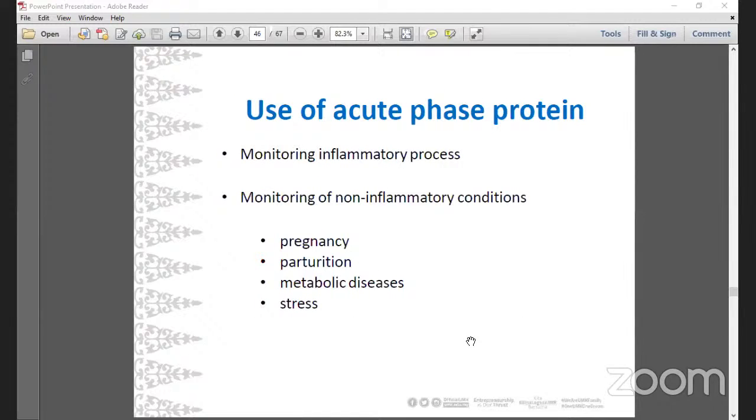People use acute phase protein to monitor the inflammatory process, but it is also used to monitor non-inflammatory processes, such as pregnancy, and any metabolic diseases and such. So we should rely in the future on the use of it. So next one is.